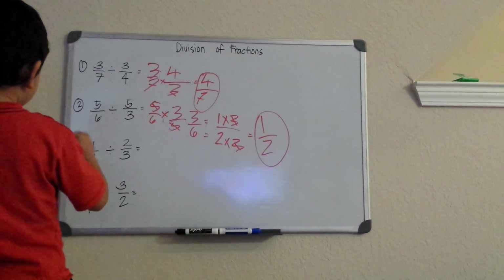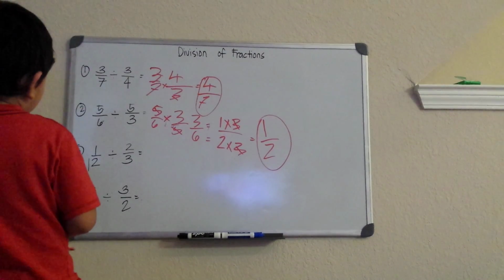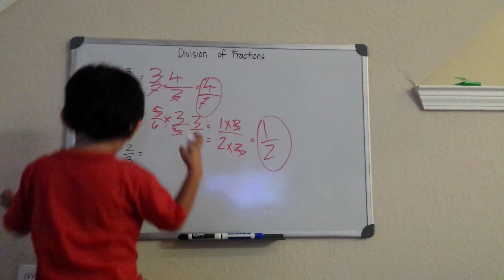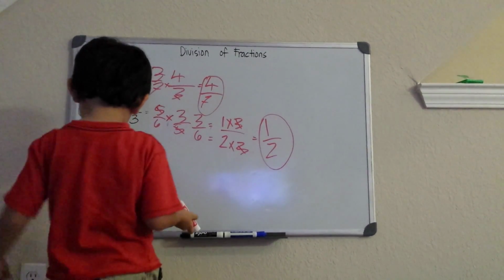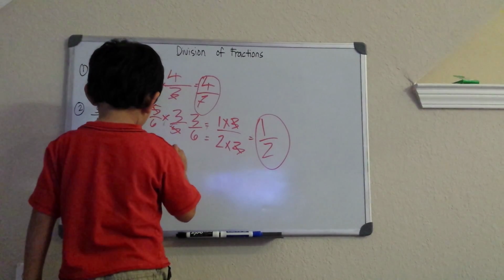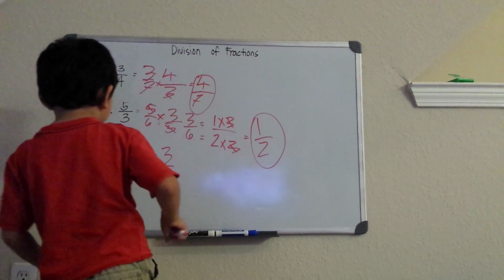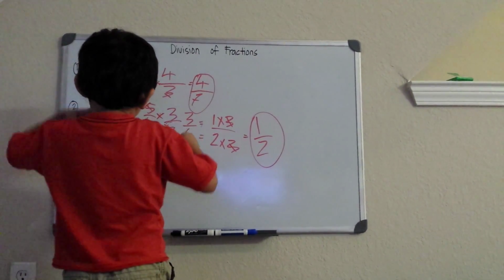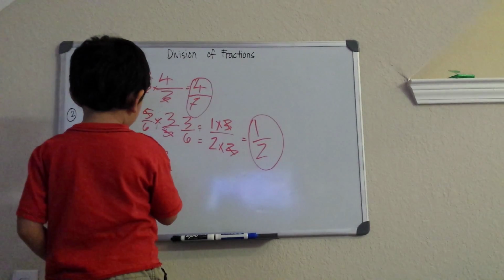And 1/12 divided by 2/3. Oh, now 1/12. This is good. And then 3/2. 3/2. Okay. And there's no 1.